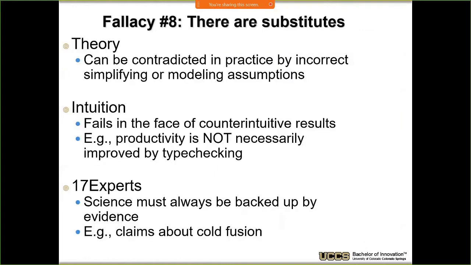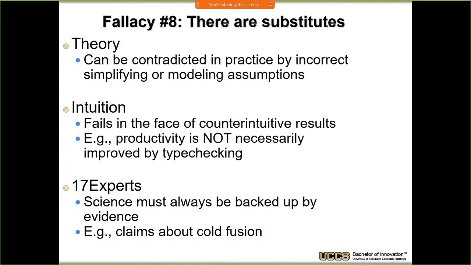Another reason people sometimes want to not do experimentation is they argue that there are substitutes. Well, theory is the most common thing people will argue for, but it can be contradicted in practice by incorrect simplifying model assumptions. Come back to that one. Intuition, well, it fails in the face of counterintuitive results. There are lots of things that, when we first saw them, were very non-intuitive. Our intuition may change after we've learned from them, right? But we can't just do things that are intuitive, right?